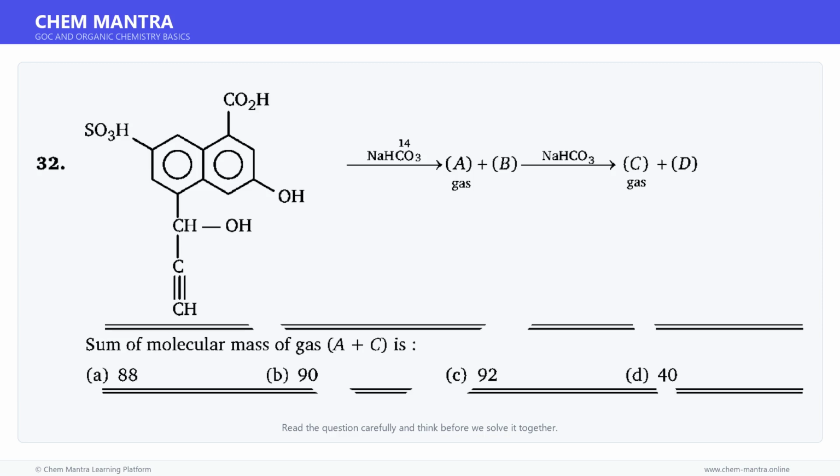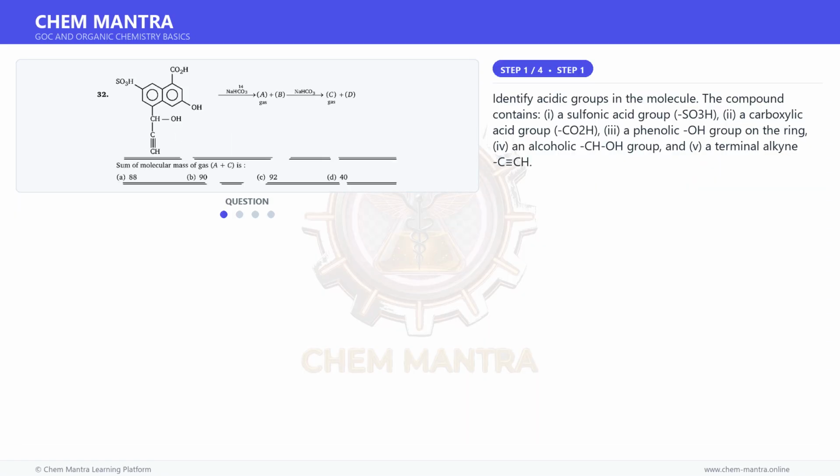Here is a question on general organic chemistry. Read the question carefully and think about the answer. Let us solve it step by step. Let us now begin solving this step by step. Identify acidic groups in the molecule.